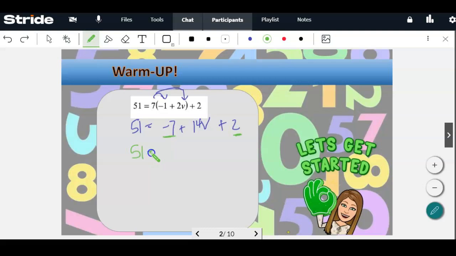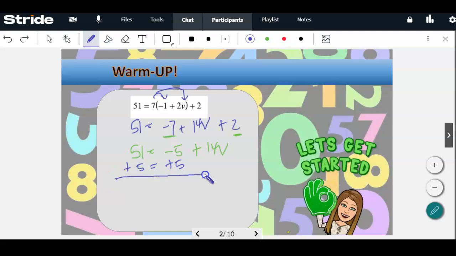So let's go to the next step. -7 plus 2 is -5 plus 14v. Now it's a two-step equation. We need to isolate the variable, which is v. So we need to get rid of this minus 5. So we're going to add 5 to both sides.